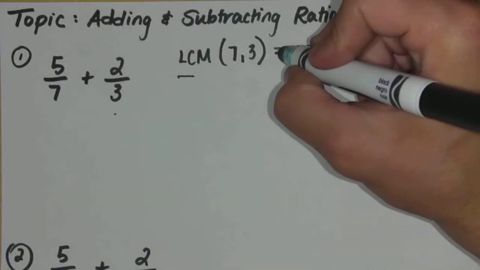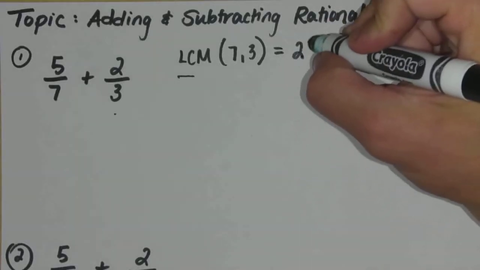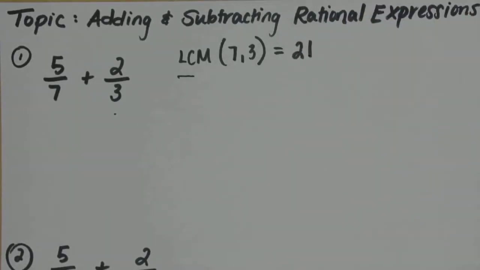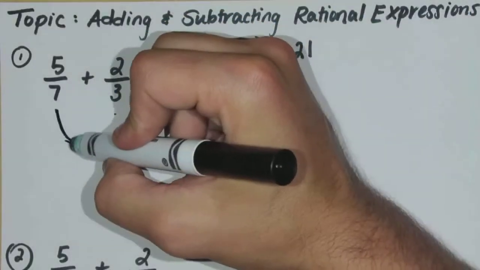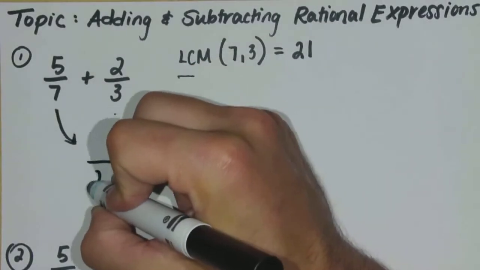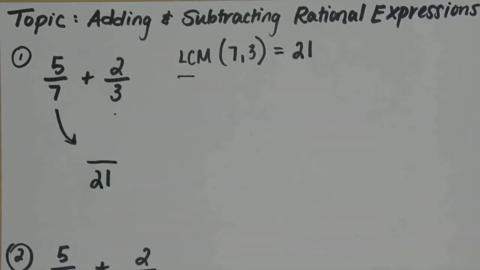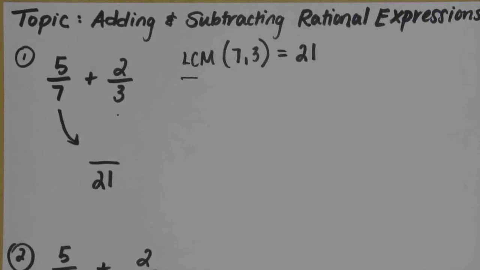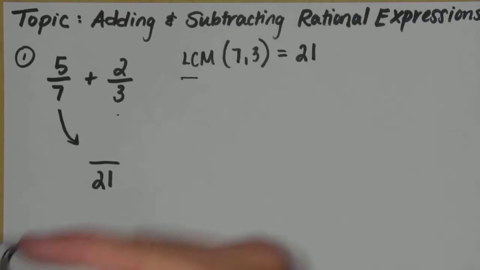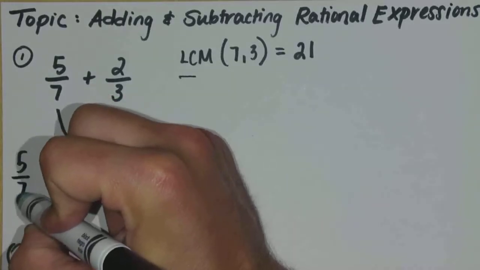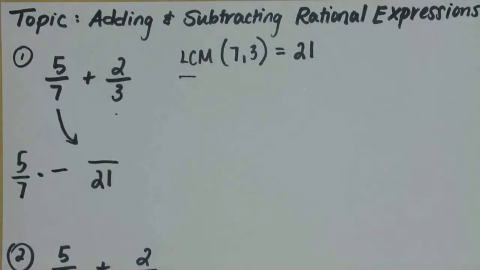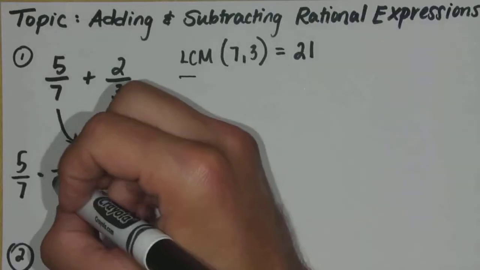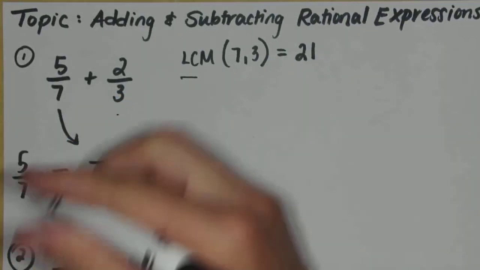Either use your calculator or, I know many of you are smart enough, the least common multiple, the smallest number both 7 and 3 go into, would be 21. Which means I need to turn this 5 over 7 into some number over 21. In order to do so, it would be like multiplying this by a value of 1, because in math, if I multiply by 1, it doesn't change the value of the problem. So if I have 5 over 7, turning that 7 into a 21, I multiply by 3.